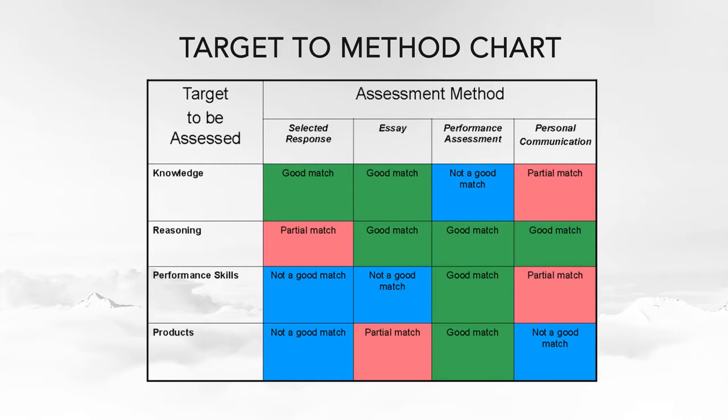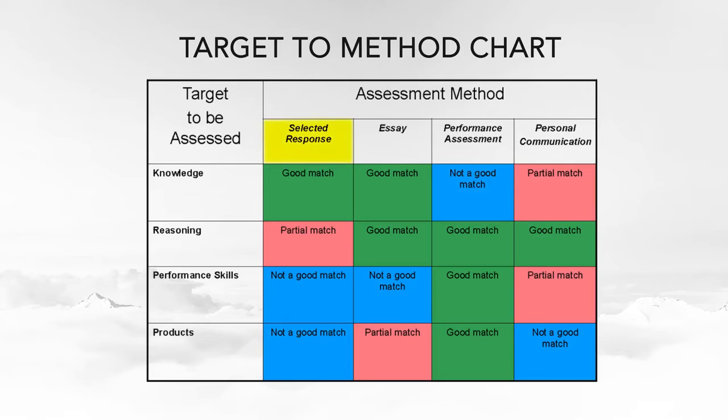And finally, the last part of the method to target alignment is found in that personal communication section. And what we see here is personal communication can include anything from conferencing with a learner, interviewing a learner, journal writing, reflection writing. This is where the child is actually walking you through or responding to the material directly.